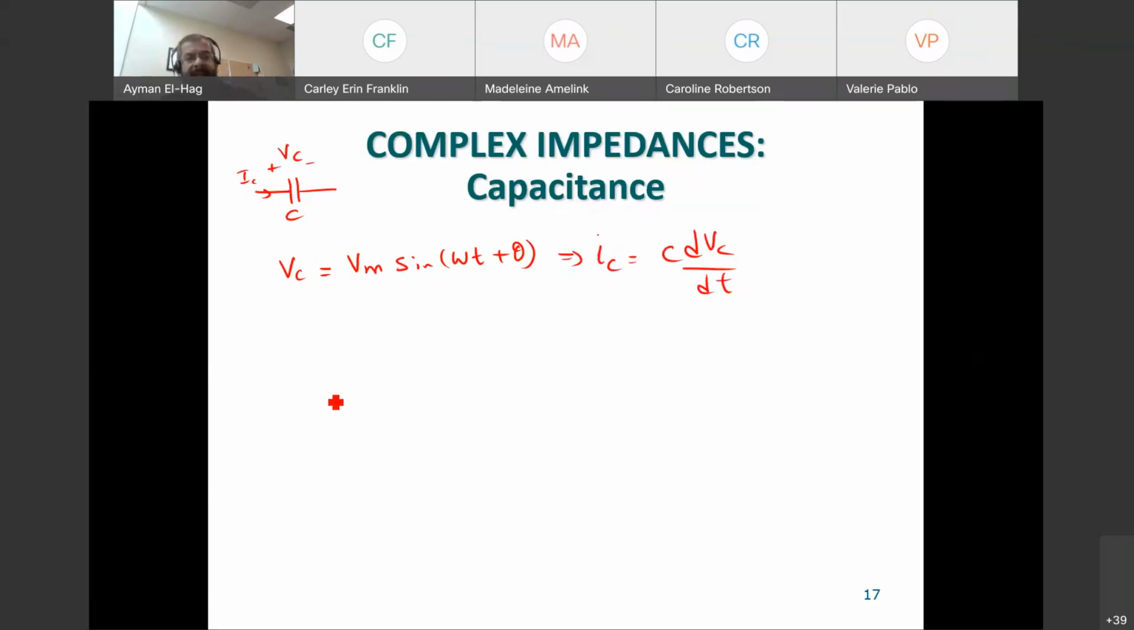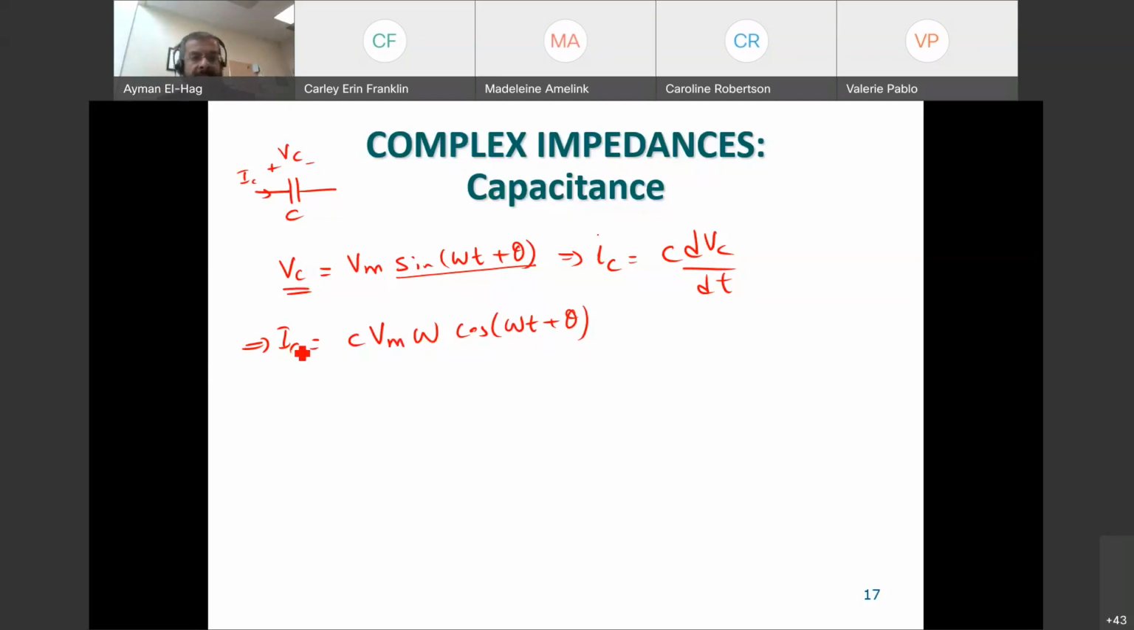So if this is the case, then your IC is equal to C Vm, and then the derivative of this, which is omega cosine omega t plus theta. And I mentioned you can start with cosine. It will not make a difference. So we can start VC with a cosine. It's the same thing, but the math here is easier. That's all. Now we can write down the VC and IC from the time domain representation into a frequency representation.